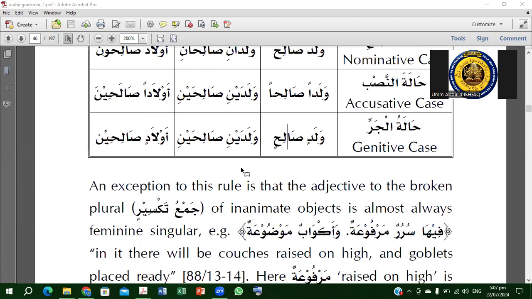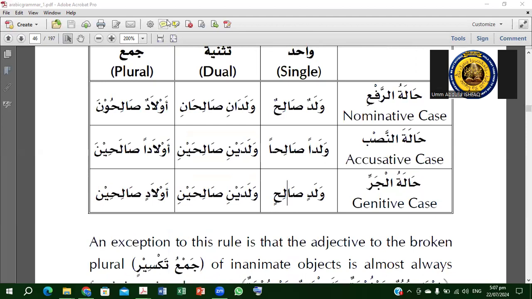Here you can see awladun salihun. Now awlad, an important thing to mention here. Remember, we were just revising the broken plural. Now, waladun and awladun: who will tell me? Waladun is singular and awladun is plural, right? Now you tell me, is it a broken plural or a sound plural? Anyone can tell me?